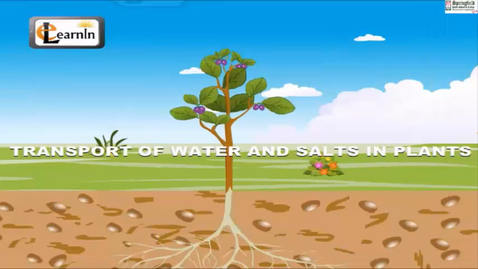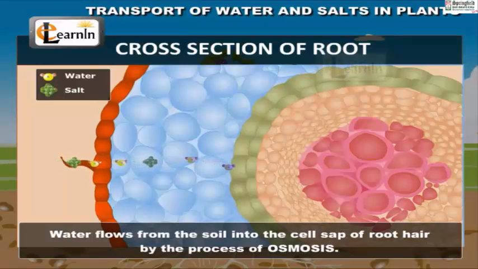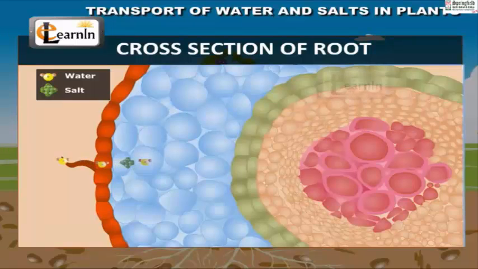Transport of water and salts in plants. Water flows along with solutes from the soil into the cell sap of the root hairs. Thus, roots absorb water and salts from the soil by the process of osmosis. The absorbed water and salts will move to the next cell once again by osmosis.